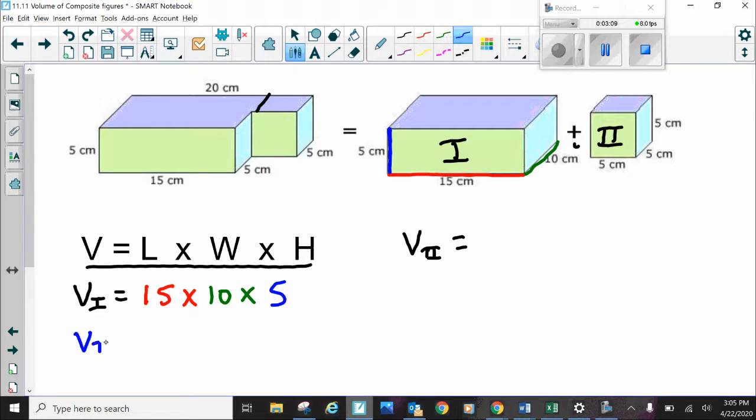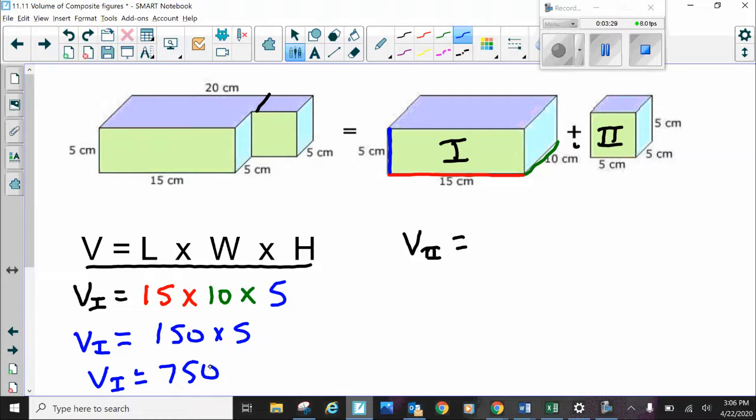The volume of rectangular prism 1 is equal to 15 times 10, 150, times 5, and the volume of rectangular prism 1, therefore, is 750. And of course, the units are cubic centimeters. I'm halfway there. Now I have to turn my attention to rectangular prism number 2.